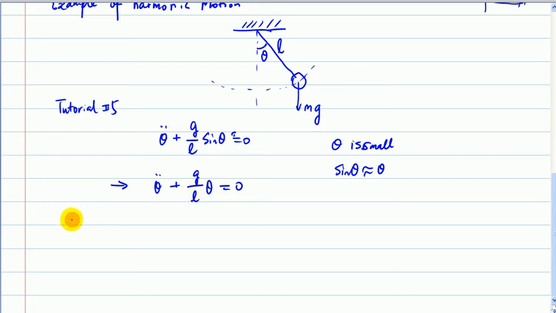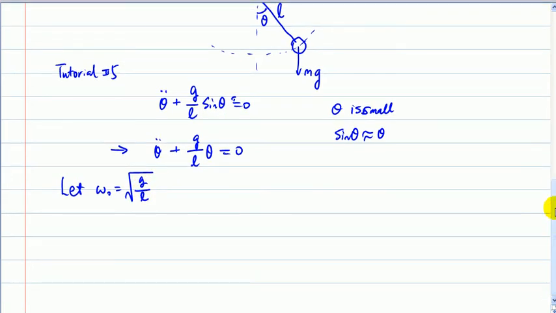So in this case, we can let omega naught equal the square root of g over L. That's the frequency, and this is also called the natural frequency of the system. So the solution for this second order system here is square root of a squared plus b squared, cosine of omega naught t minus phi.